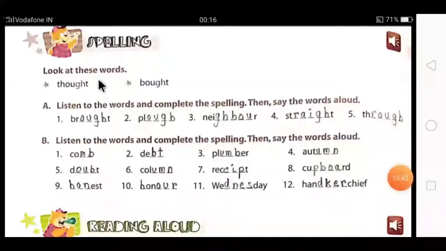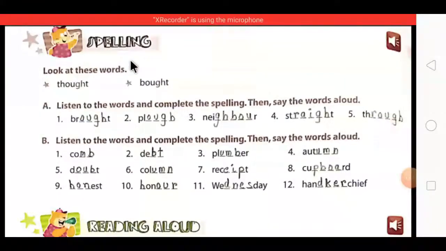So dear students, we are coming to the next part of the textual exercise, that is about spelling. In this, two types of spellings are given over here, that is thought and bought. In this, the use of OUGHT and GHT is given over here. The spellings are somewhat the same. The first exercise is, you have to listen to the words and complete the spellings and then say the words aloud. The first word is brought.